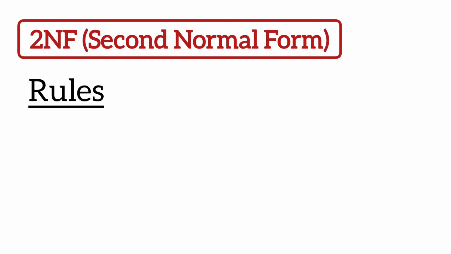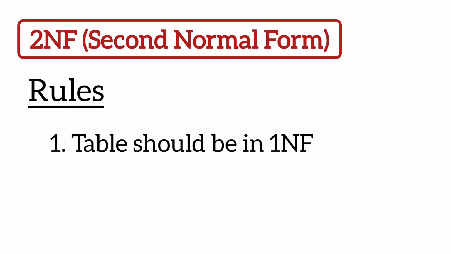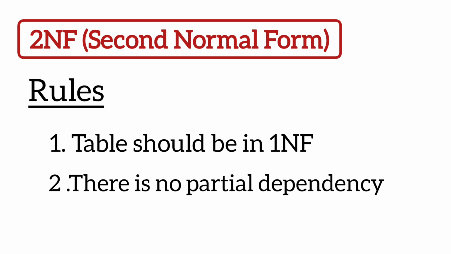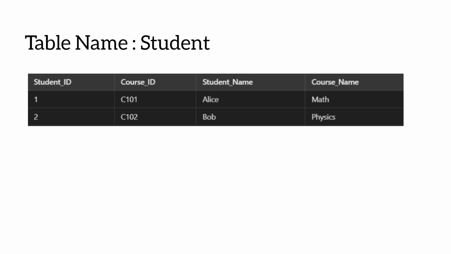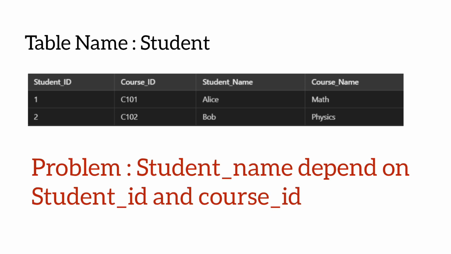The rules are: first, the table should be in the first NF, and second, there is no partial dependency. Now what is partial dependency? Every non-key column must depend on the whole primary key, not just a part of it. Like I have a student table which contains the columns student ID, course ID, student name and course name. The problem is the student name depends on the student ID, right? And course name depends on the course ID.